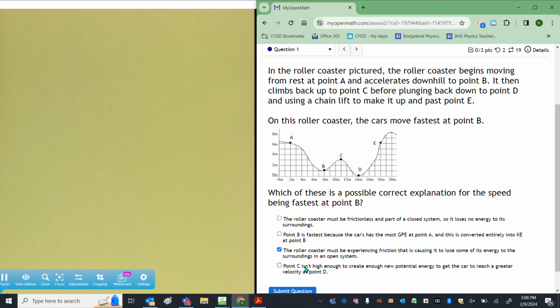And then this last one is just a random throwaway answer. Don't fall for it. You're not creating new energy. It's simply taking the same total amount and dividing it up differently at these different points. So there is no new energy created, and so you wouldn't want to select this. The only one that makes sense is the roller coaster must be experiencing friction that is causing it to lose some of its energy to the surroundings in an open system.